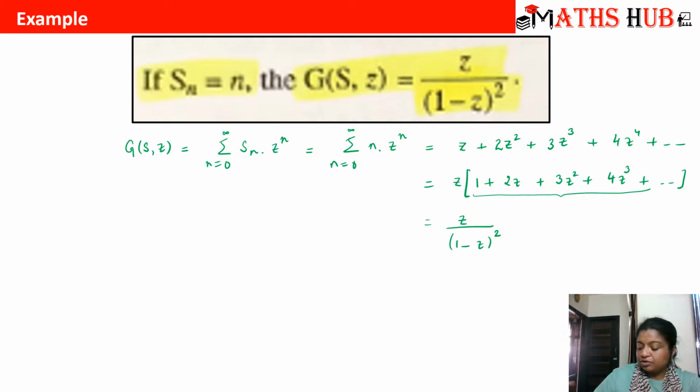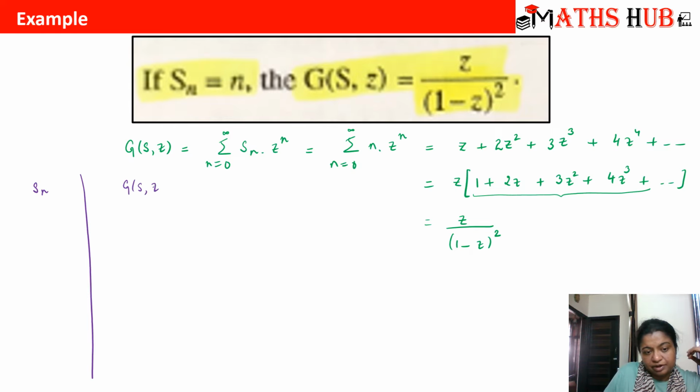So that means when the sequence is simply n, then the generating function is z upon 1 minus z, right? So now we are in a position to prepare the table. So what is that table? We will write the sequence here, and we will write its generating function.